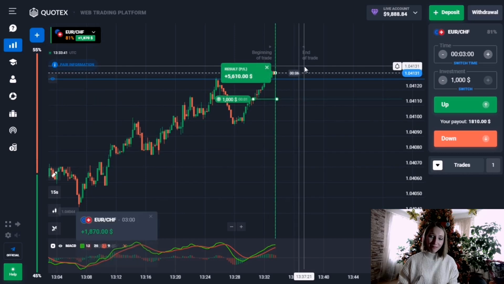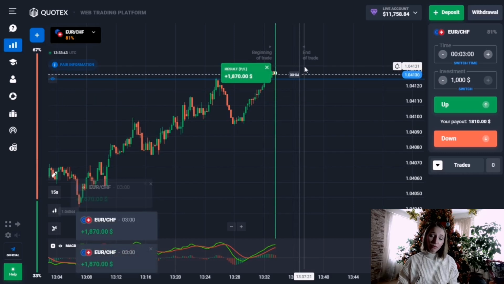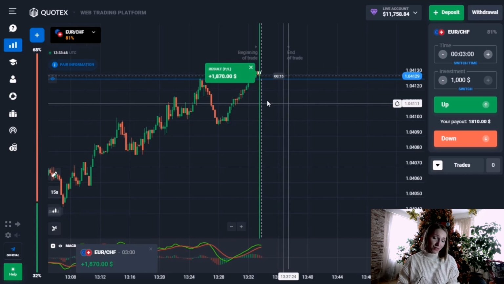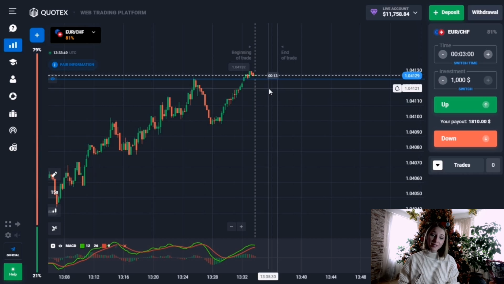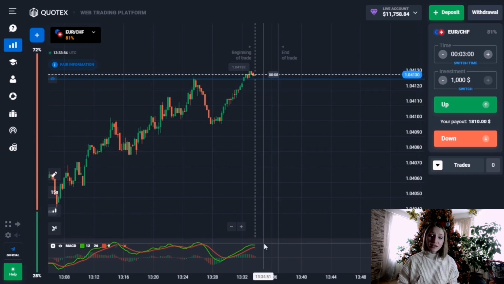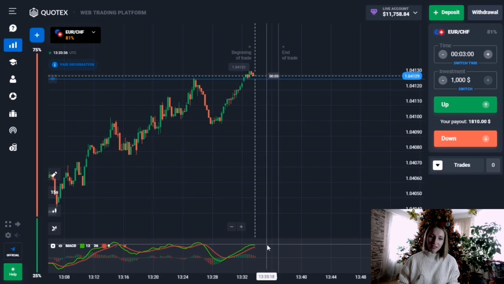Well guys, it's not bad. The price really continued moving up to this level and we have got our profit in 3 minutes. Very enough here. So the indicator showed us a very good entry point and volumes really went higher. So our deposit is $11,000 and I would like to stop here.